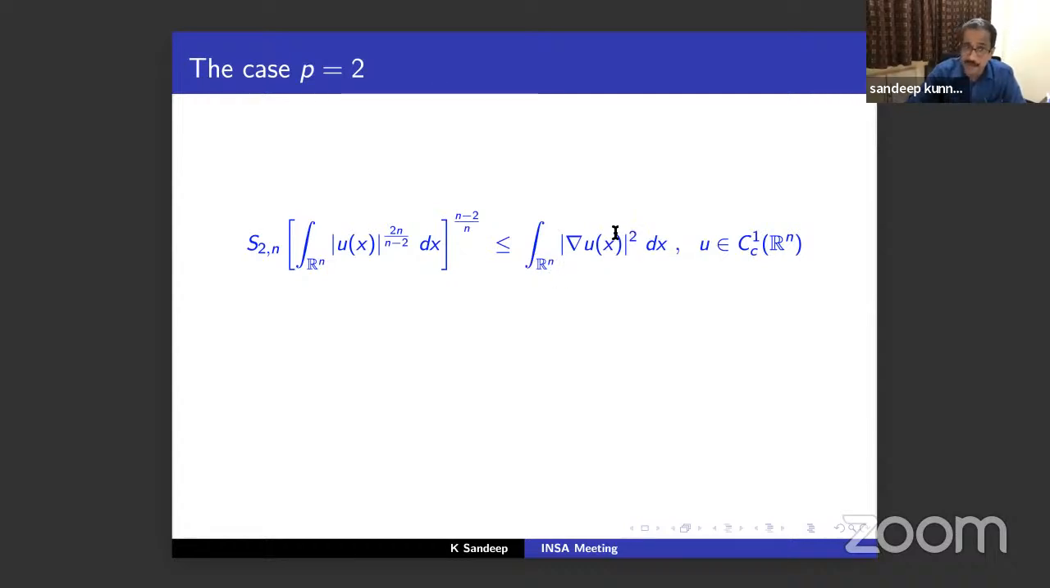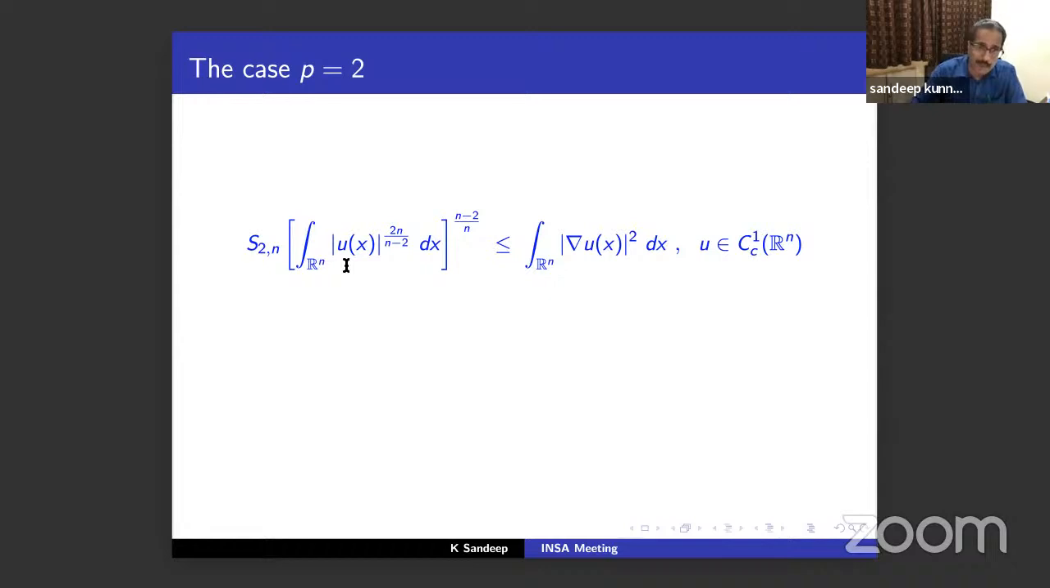Earlier, the last time I was discussing the case where instead of 2 it was 1. Next, let me take the case p is equal to 2. So this is the explicit form of the inequality, whatever I wrote for general p earlier, which I am rewriting for p is equal to 2 here.